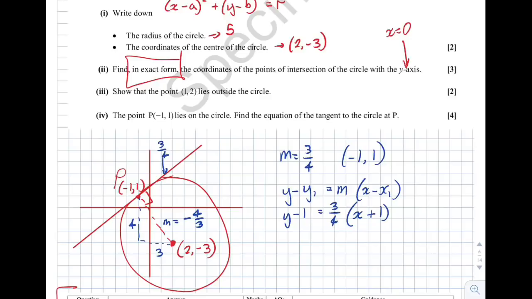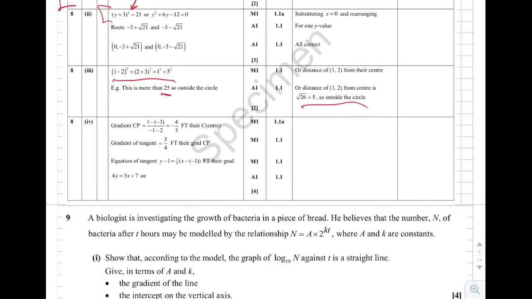Actually, I suppose we should really expand and rearrange it, but it hasn't said it wants it in any specific form. But we're good mathematicians, so we want to put it in a nice form. So 3/4 plus 1 will be 7/4. So probably 4y equals 3x plus 7 would be nicer, which is what they've got there.